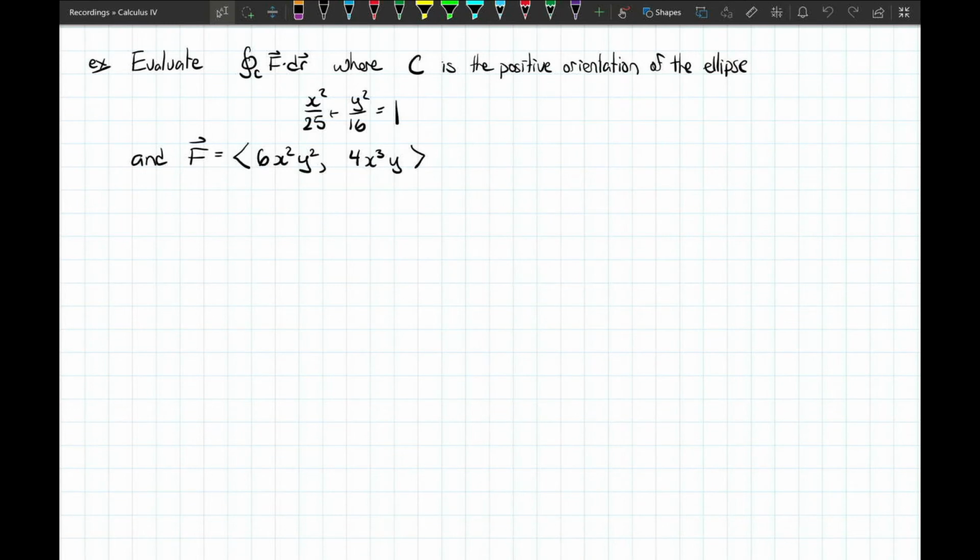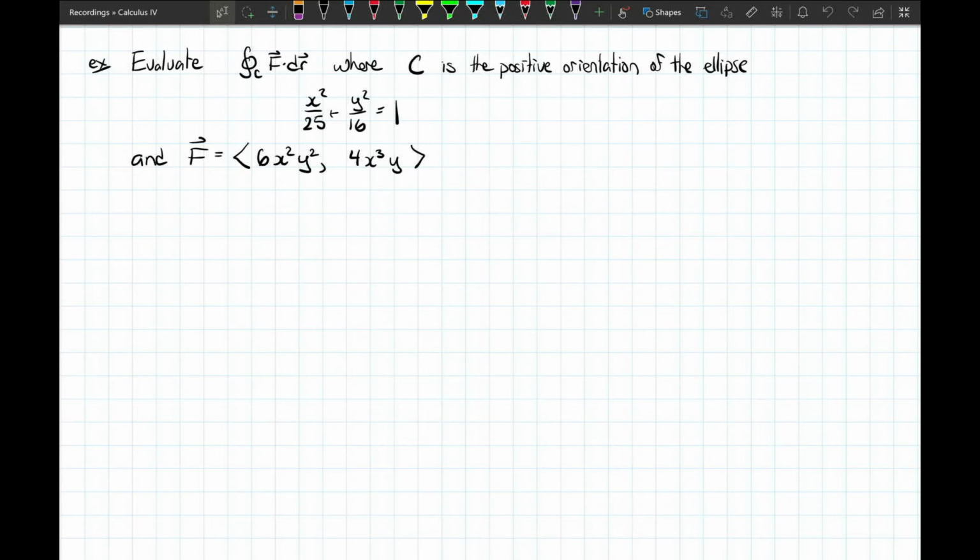In this example, let's find the value of the line integral, where C is the positive orientation of the ellipse x squared over 25 plus y squared over 16 equal to 1. And our vector field is going to be 6x squared y squared, 4x cubed y. Now this ellipse is going to be centered at the origin, and we can see its major and minor axes just because x squared over 25 means it's going to have a major axis along the x-axis of 5 units and a minor axis along the y-axis of 4 units.